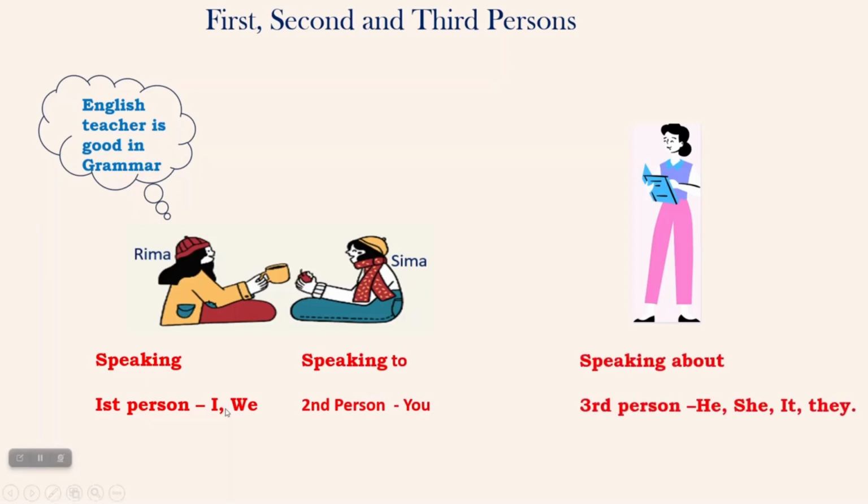I, first person singular. We, first person plural. You, second person singular and plural. He, she, it are third person singular. They is third person plural.